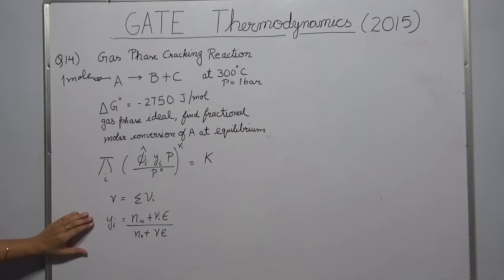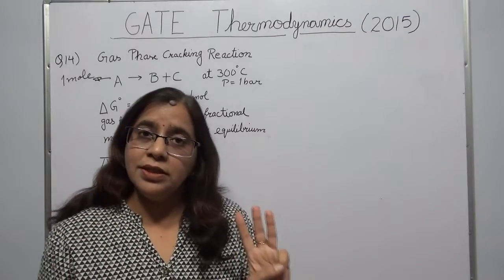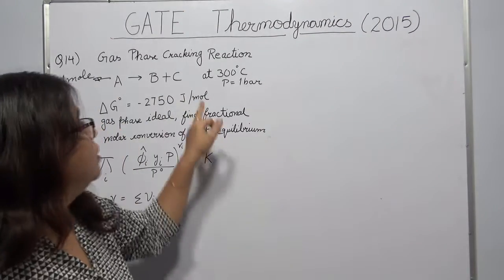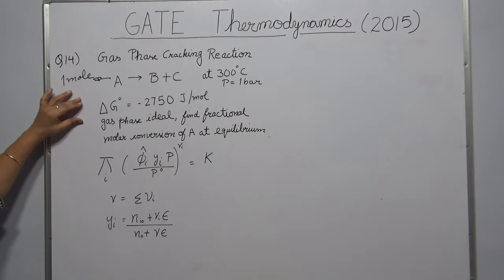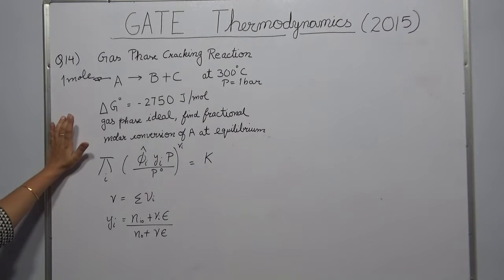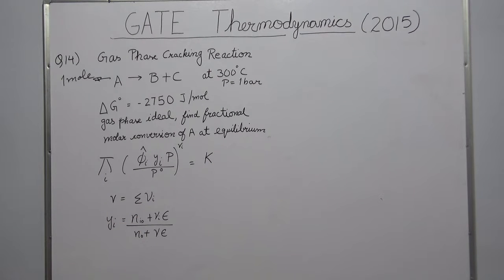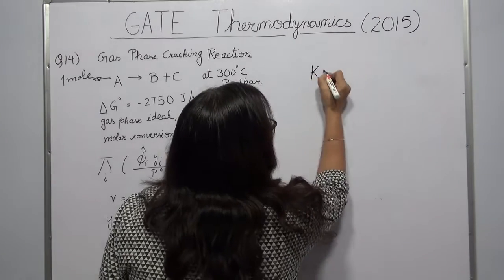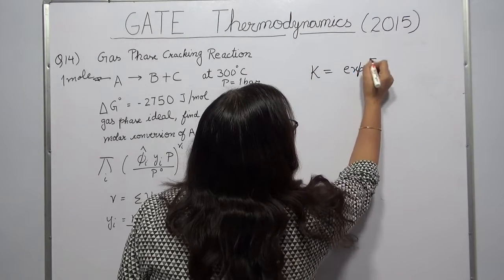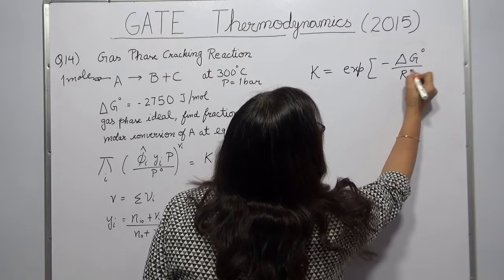Now you have seen these equations, so I have told you that you can solve this type of question in 3 steps. Okay, so the first step: you have been given delta G0 and you have to calculate your K, that is the equilibrium constant. So your first step should be to quickly calculate your value of K. Okay, so that we are going to do first. So your K is equal to exp of minus delta G0 by RT.